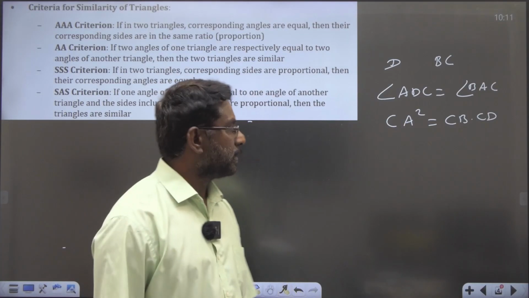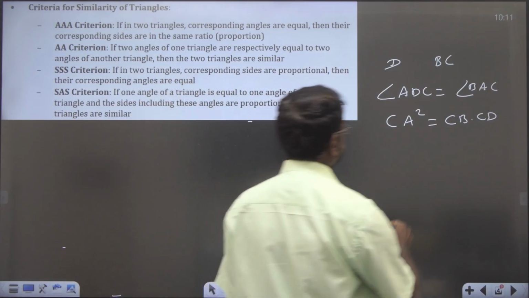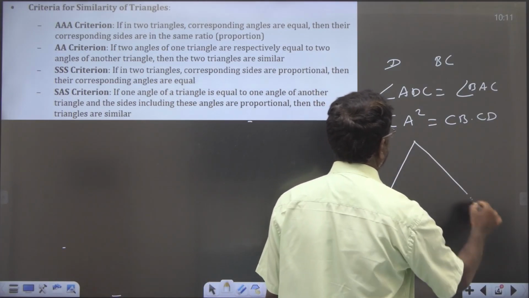D is a point on the side BC of a triangle ABC. Figure is not given, but we can draw the figure. Suppose this is triangle ABC.